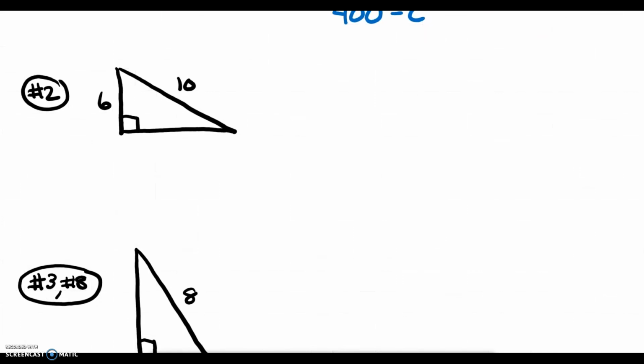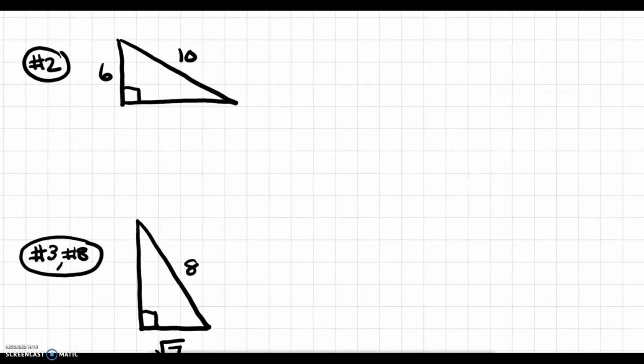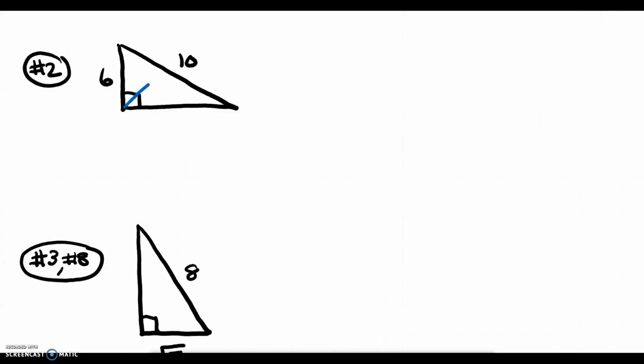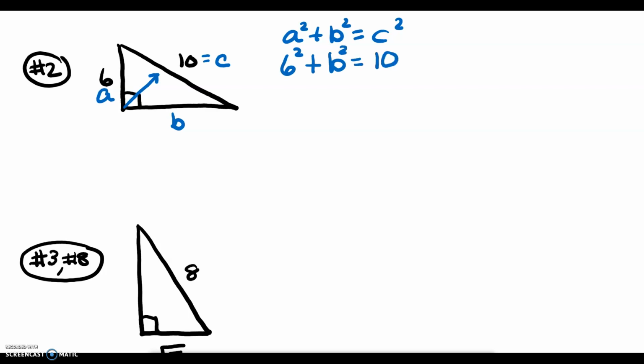So in my next example, step number 1, let's go ahead and identify my hypotenuse. Draw your arrow to it. This is going to be C. This side I'll label A and this side B. So when I set up A squared plus B squared equals C squared, A is 6, 6 squared. I don't know what b is, so that's going to be my unknown side. And then I'm going to get 10 squared because c is 10. So I end up with 36 plus b squared equals 100.